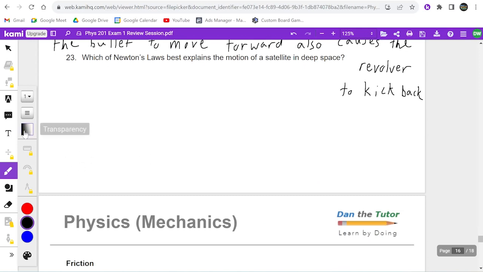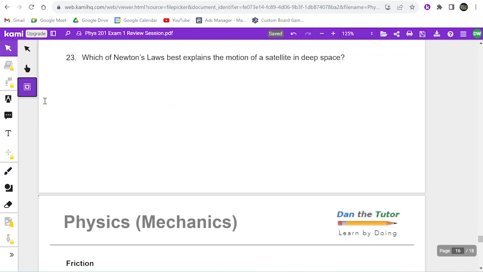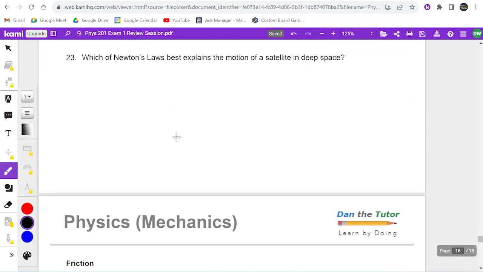Okay, next, number 23. Another one of the same kind of questions. Which of Newton's laws best explains the motion of a satellite in deep space?